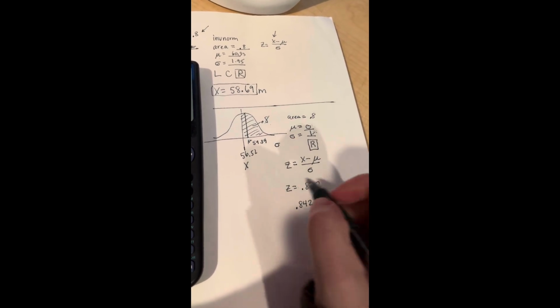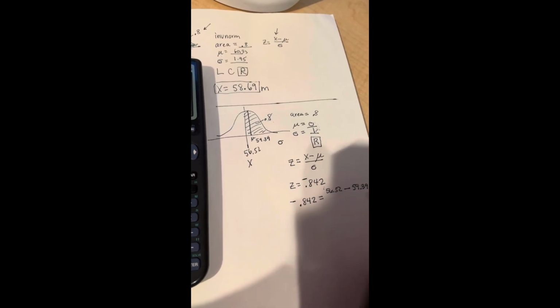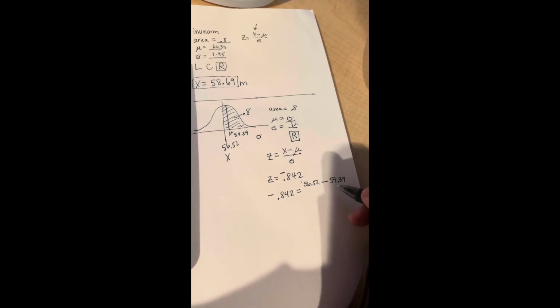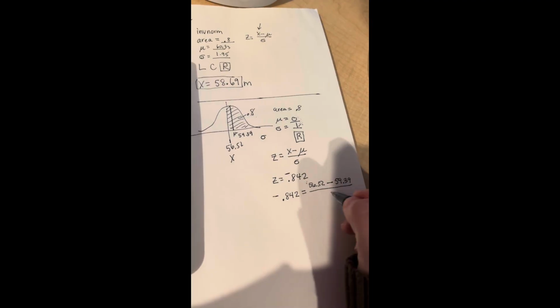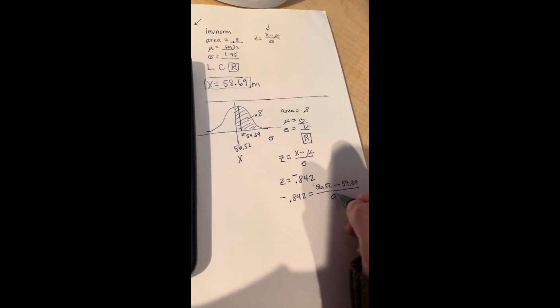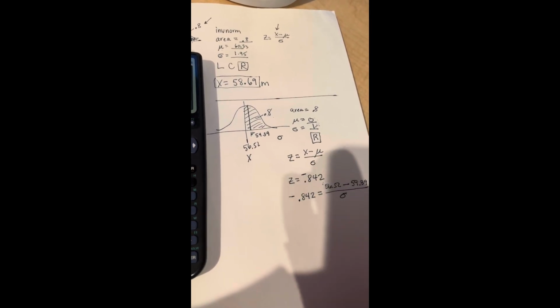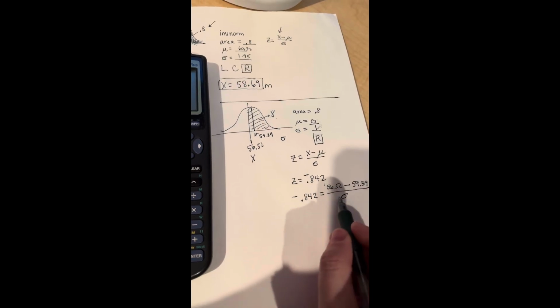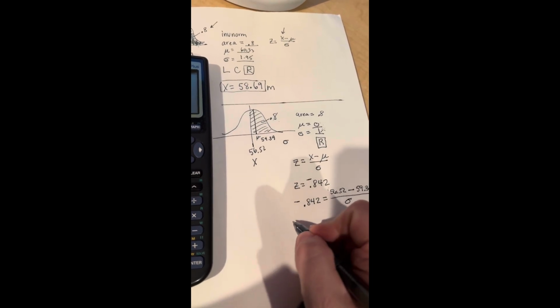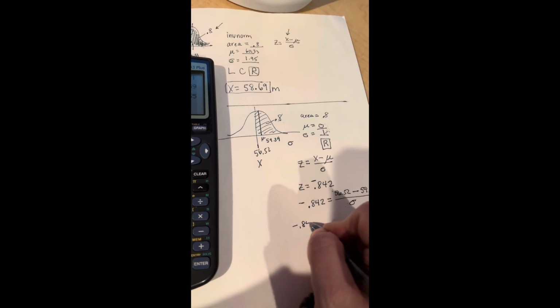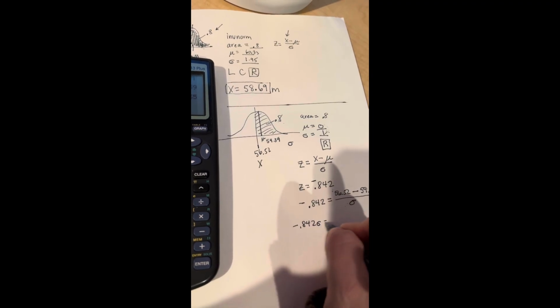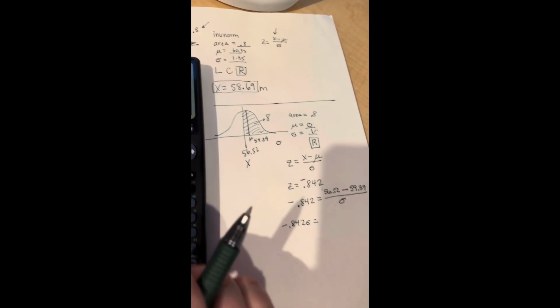Oh, and I didn't jot this. Sorry, this should be negative and negative. 59.39 divided by the thing that we are solving for. I think this is similar to what we did in number 3. So I can multiply both sides by sigma, so negative 0.842 sigma equals the difference between those two.